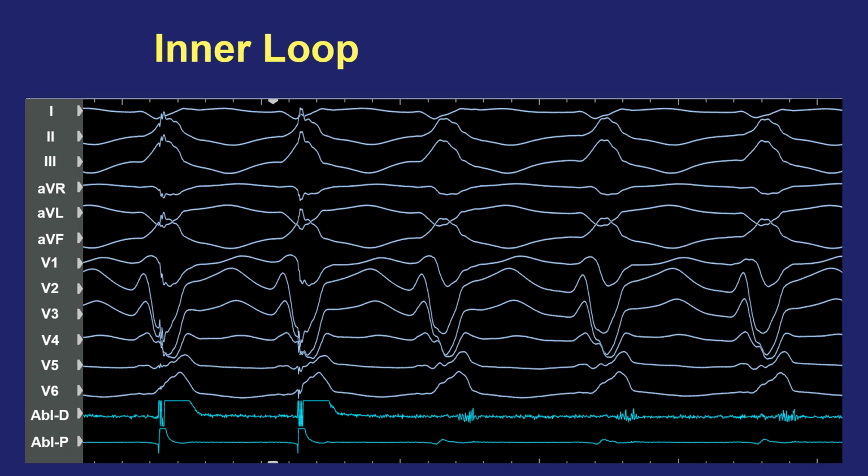I'm giving you the answer to this one first. This is an inner loop, because inner loops are complicated because sometimes they participate in VT and sometimes they don't. They're more passive. And I want to show you this example. In this case, actually, it is participating in the VT. How do I know? Here's the VT cycle length, 575 milliseconds. Pacing at 500 milliseconds, a little bit fast. It does the trick here.